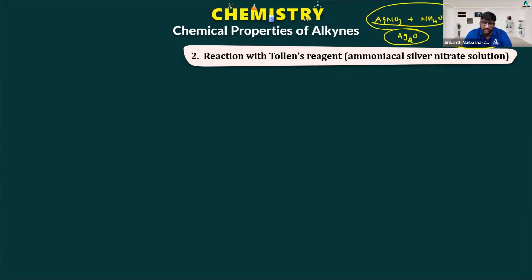And the NO3 minus whatever you have, that will react with NH4 plus. The NH4 plus will react with NO3 minus to form NH4OH. The OH minus whatever it is there, that will pick up the proton to form H2O.